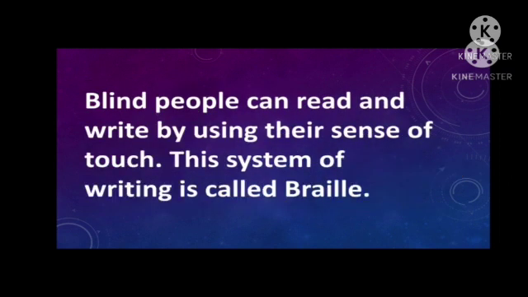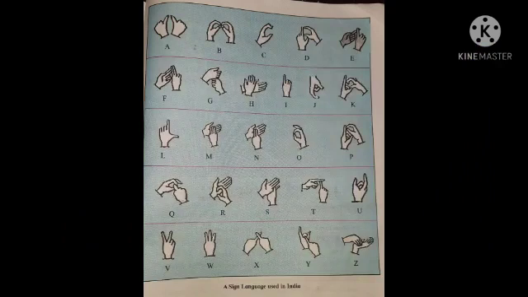Blind people can read and write by using the sense of touch. This system of writing is called Braille. People who cannot hear use sign language.